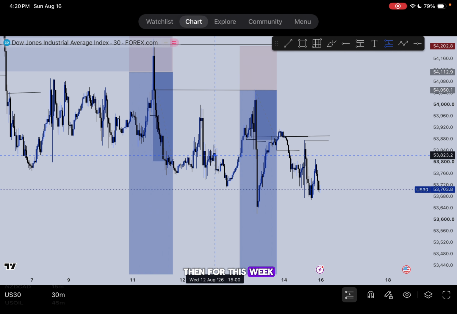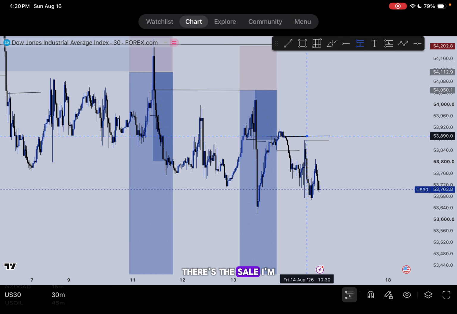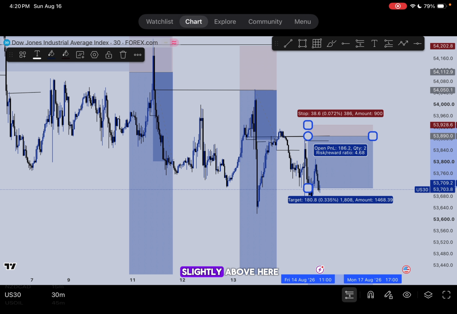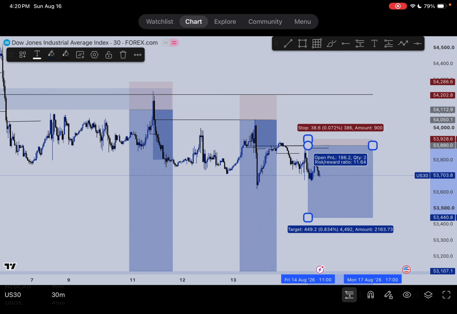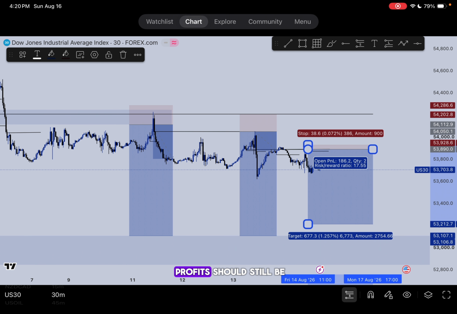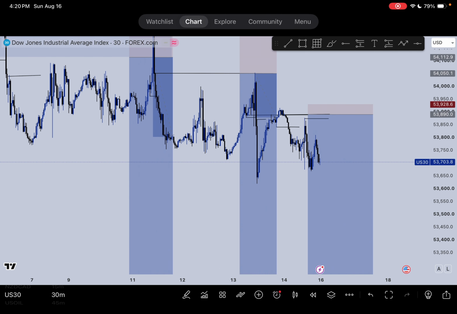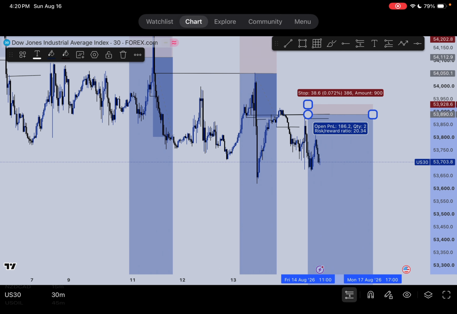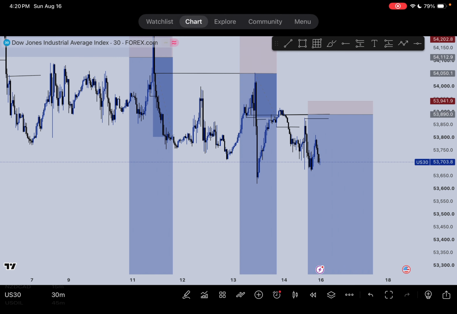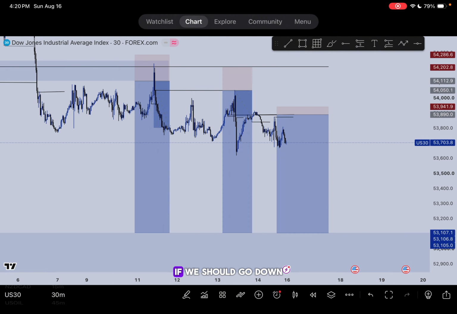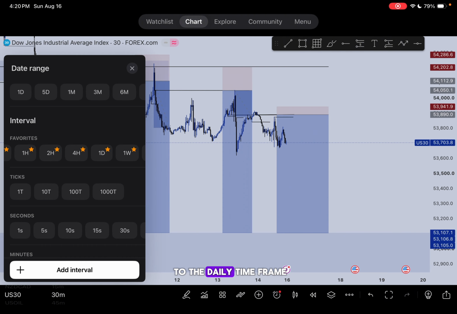Then for this week, once the market opens, there is the sell I'm seeing as well. Stop loss will be slightly above here. Then for my take profits, should still be at that zone. You can clearly see it. Should go down to the daily time frame.